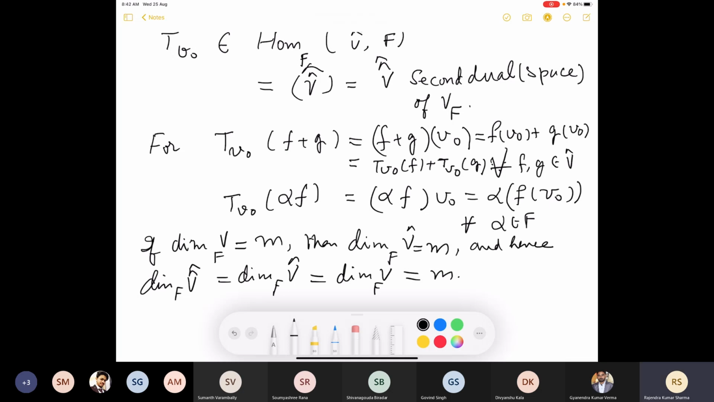So this is what we have got. We also know that two vector spaces, say V and W, over the same field, say F, are isomorphic. In fact, they are isomorphic if and only if their dimensions are same.